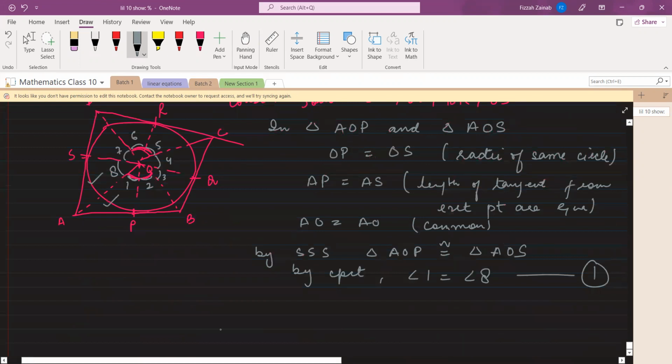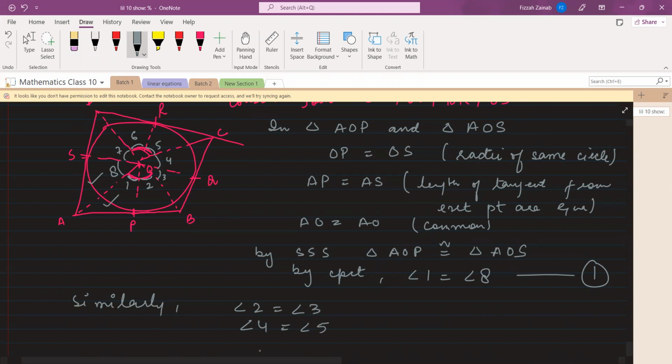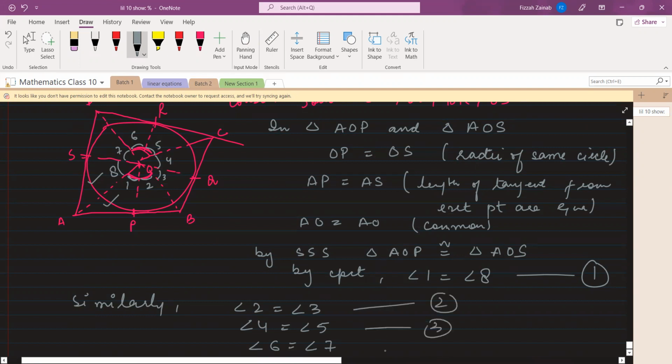Now, all the other angles you don't have to prove. You can just write similarly. Okay. So, similarly, if I take other triangles, I will get angle 2 is equal to angle 3. Then I'll get angle 4 is equal to angle 5. And angle 6 is equal to angle 7. Is that clear, all of you? Yeah, same way I'll get it. So you don't have to show that, just write similarly.